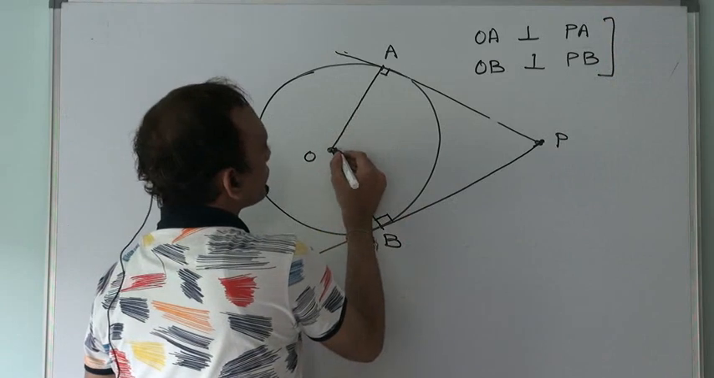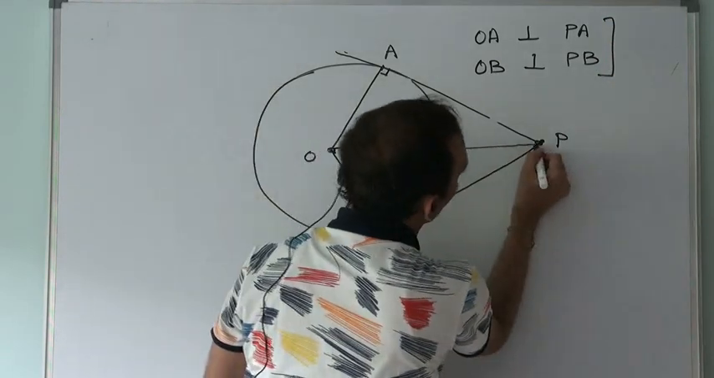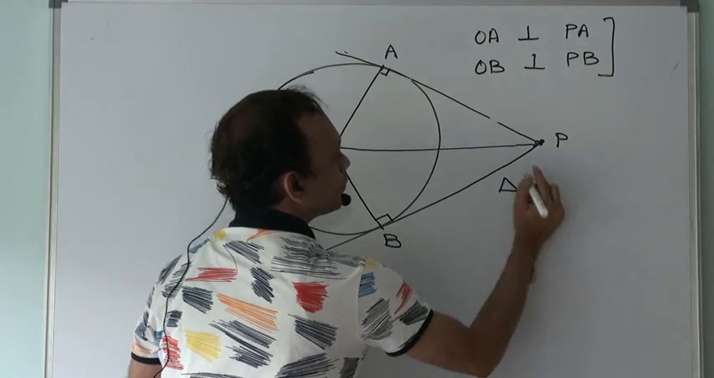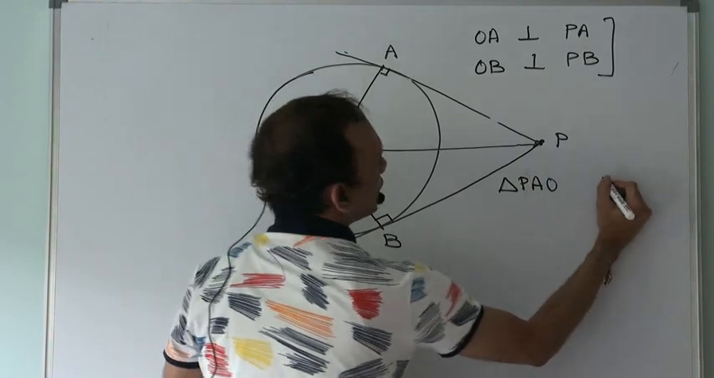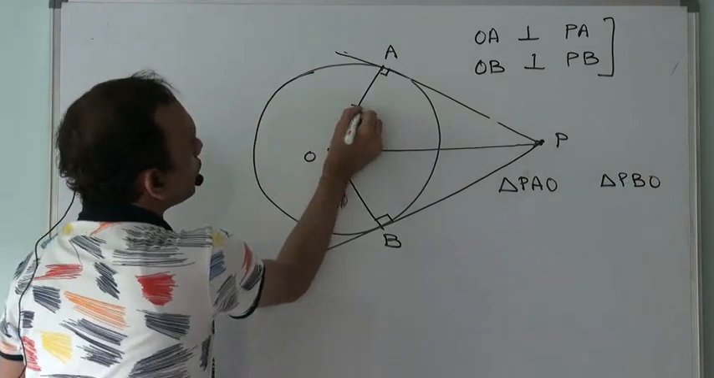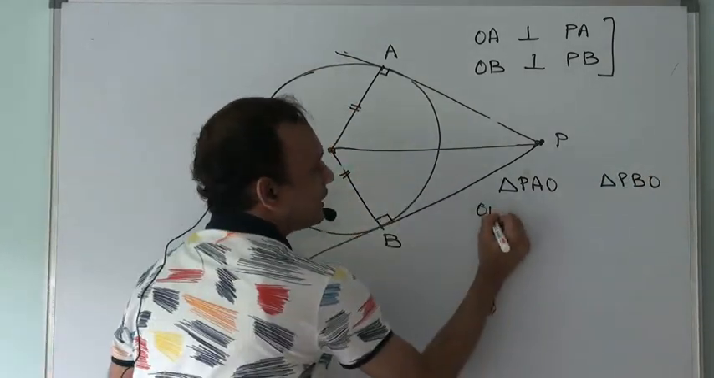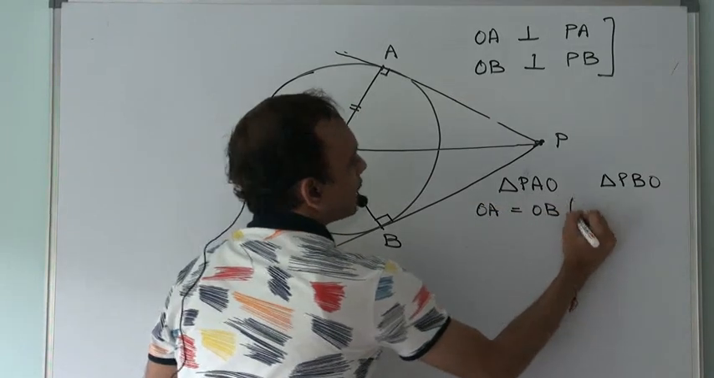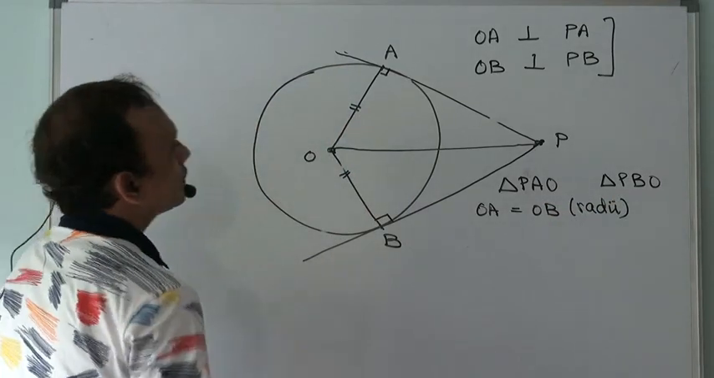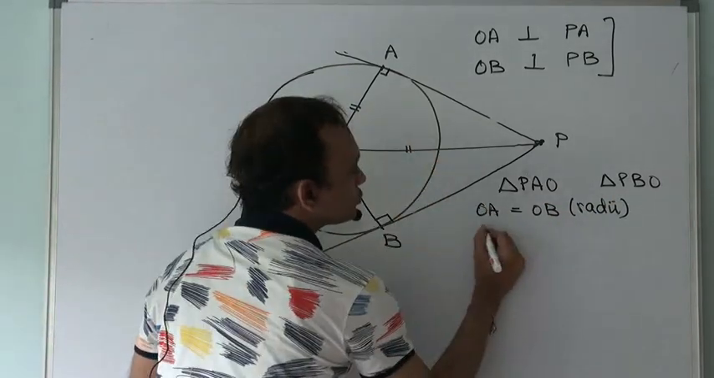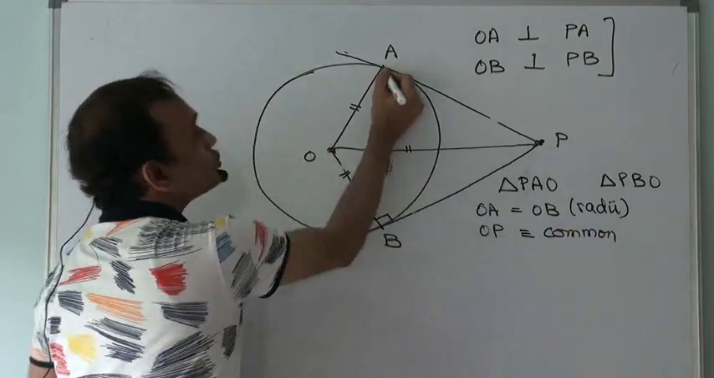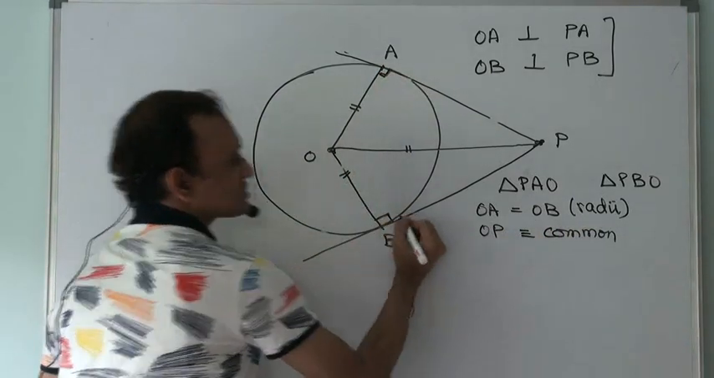Now, look at these two triangles. Triangle PAO and triangle PBO. In these two triangles, OA equals OB. Why? They are radii of the same circle. Right? Also, OP is common to both. OP is common to both the triangles. And the two triangles are right angle triangles. This is 90 degrees, this is 90 degrees.